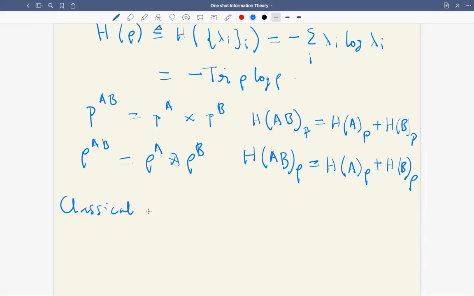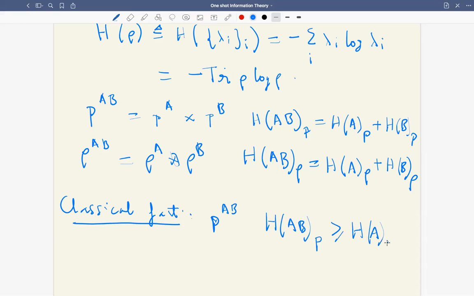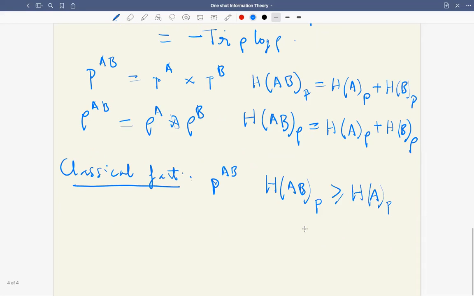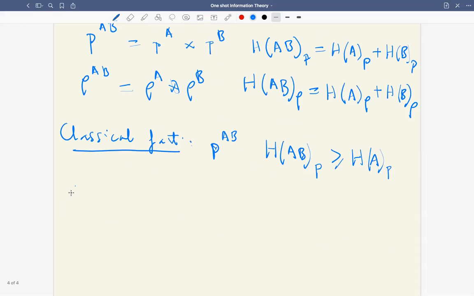Classical fact. Take a distribution P AB on the sample space AB. It's a general joint distribution. Whatever joint distribution it may be, I know that the entropy of the joint system under P is greater than or equal to the entropy of its constituent. Hari, you have seen this, right? So one may believe that this is true quantumly.